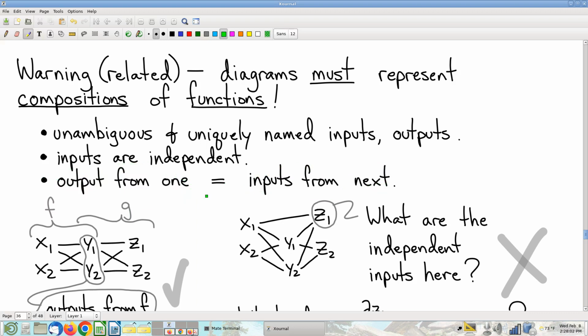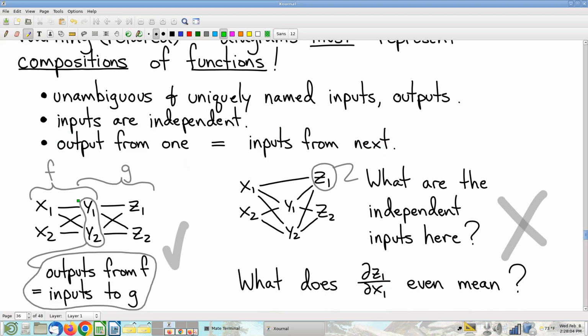So you can see that all happening here, right? Here's my first function. Maybe I call that f. Here's my second function. Maybe I call that g. And check it out. The outputs from f are the inputs to g, et cetera, et cetera. So we're all good in this diagram on the left. On the right, what's going on here? This is a mess. I don't know what's going on there.